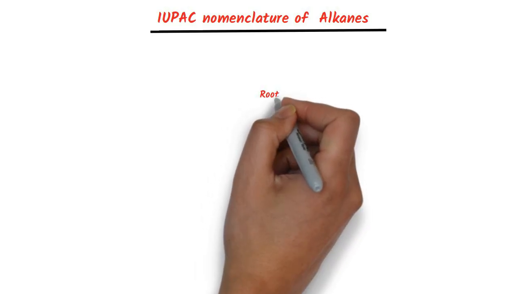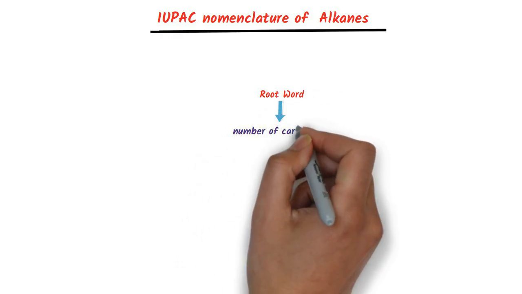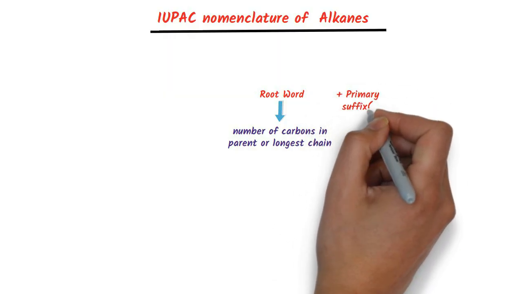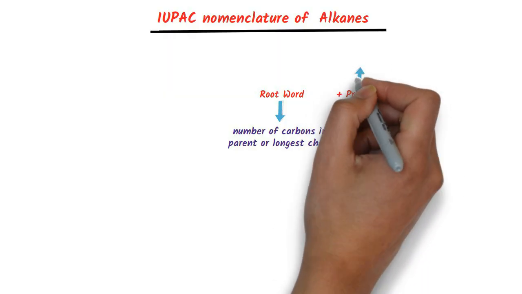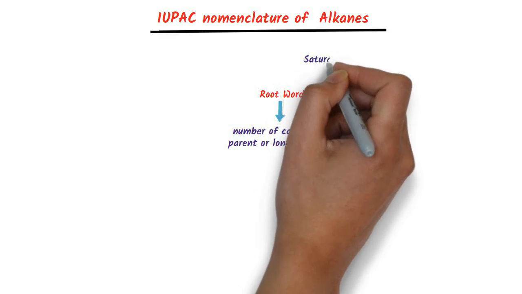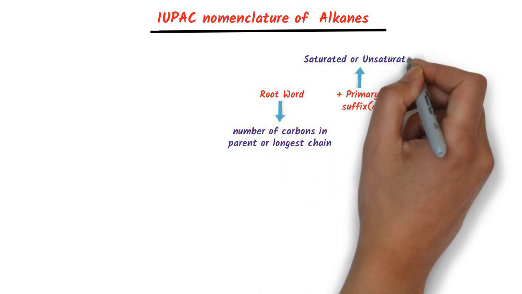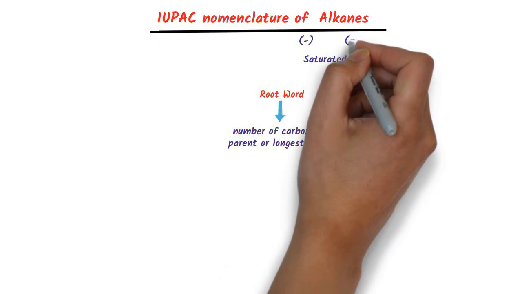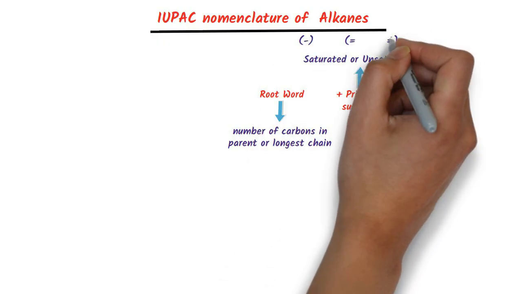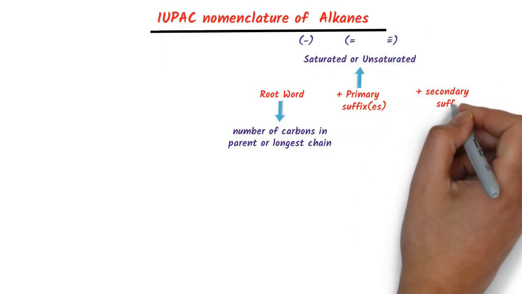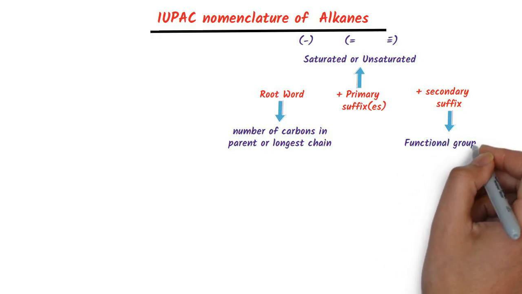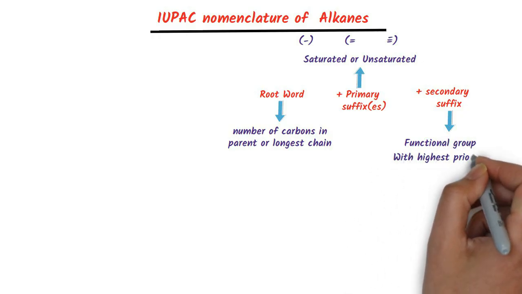According to IUPAC, the name of an organic compound contains a root word. Root word denotes the number of carbons in parent or longest chain. This is followed by primary suffix or suffixes. This denotes whether the compound is saturated or unsaturated. That means whether the molecule has only single bonds between carbons, or any double or triple bond exists anywhere in the carbon chain. The primary suffix may in turn be followed by secondary suffix, which indicates the functional group with highest priority present in the molecule.